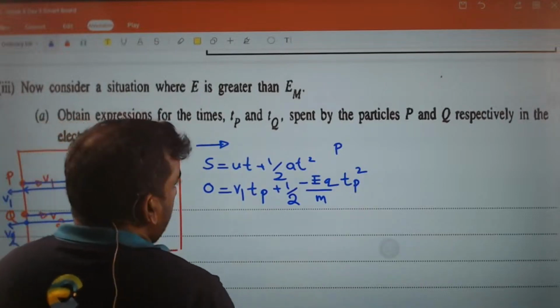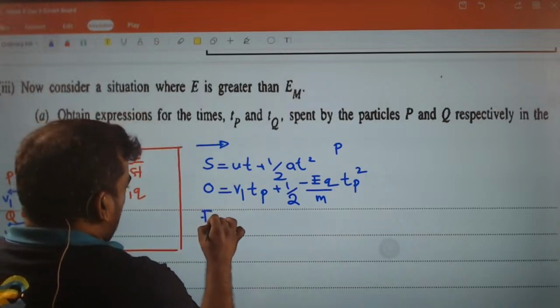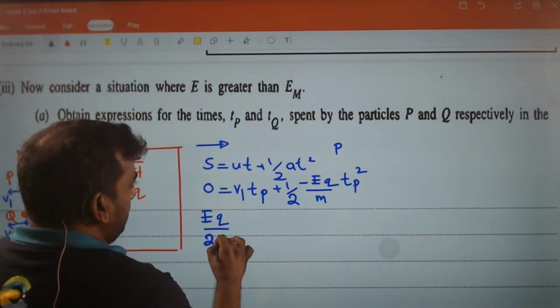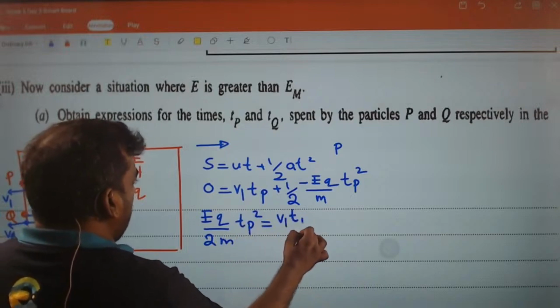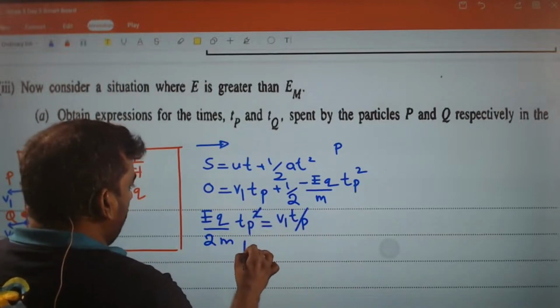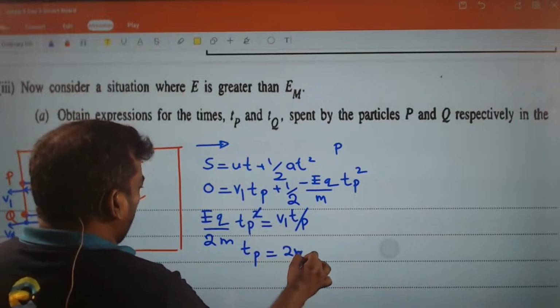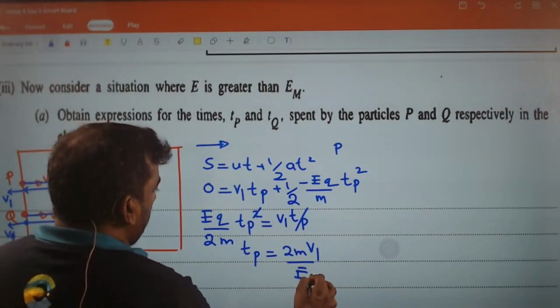Simplify this carefully. EQ over 2m Tp square. V1 Tp is not 0, you cancel off. Tp is 2m V1 divided by EQ.